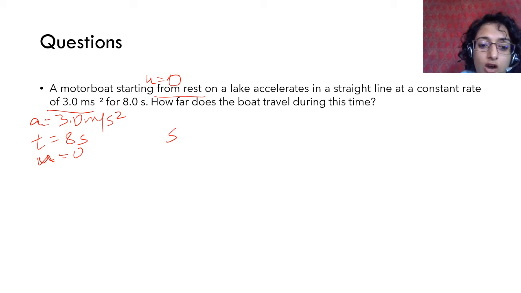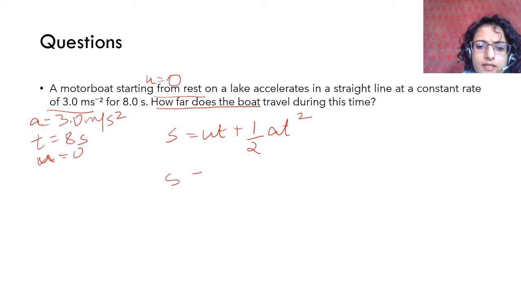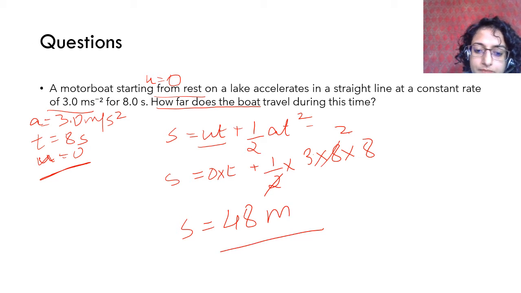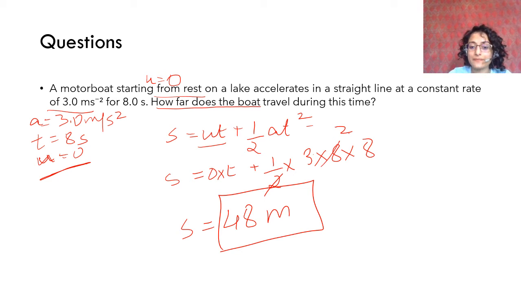S is equal to, you have to find how far does the boat travel, which means you have to find the distance. How far the boat travels is S. Okay, S is equal to ut plus half at square. Simple है. S is equal to u is 0, so ये 0 into t will become 0 plus half into acceleration is 3 into time is 8 into square है, इसलिए ये S is equal to 96 meter. Okay, 6 8 are 48 ना. चलो, this is the answer.